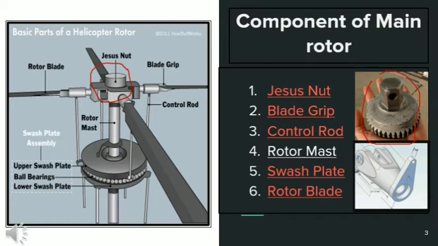Next, rotor blade. Rotor blade generates the aerodynamic force that supports the weight of the helicopter and the thrust that counteracts aerodynamic drag in forward flight. And together, this is the main rotor system.